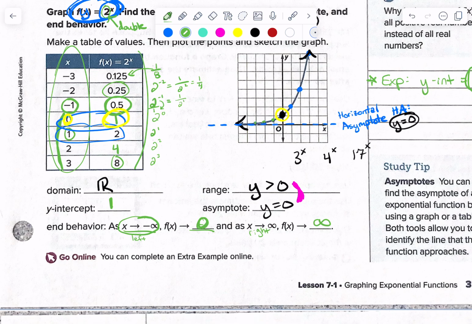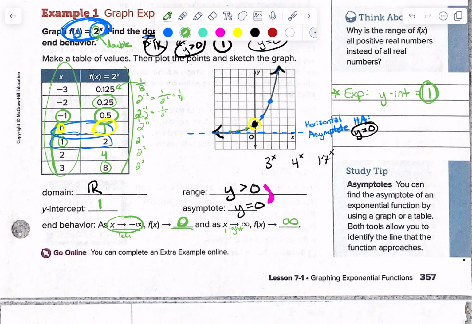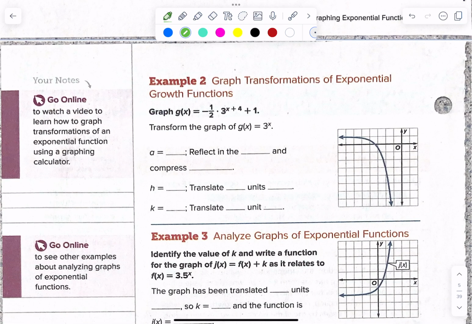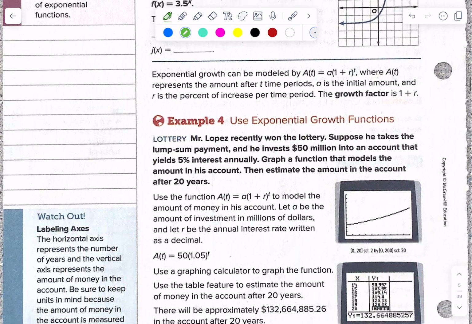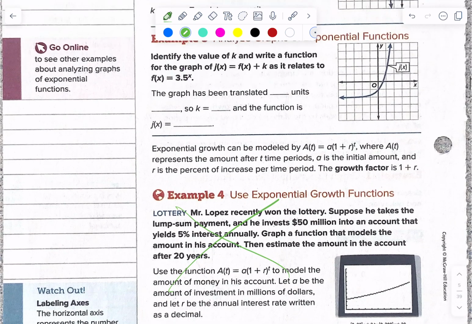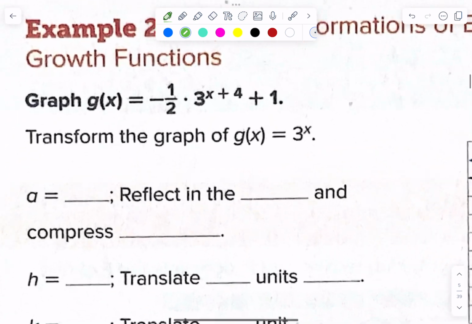Good? Beautiful. All right, let's do example 2, and then we will do example 3, and maybe we'll skip example 4. Okay? All right, let's do example 3, though.